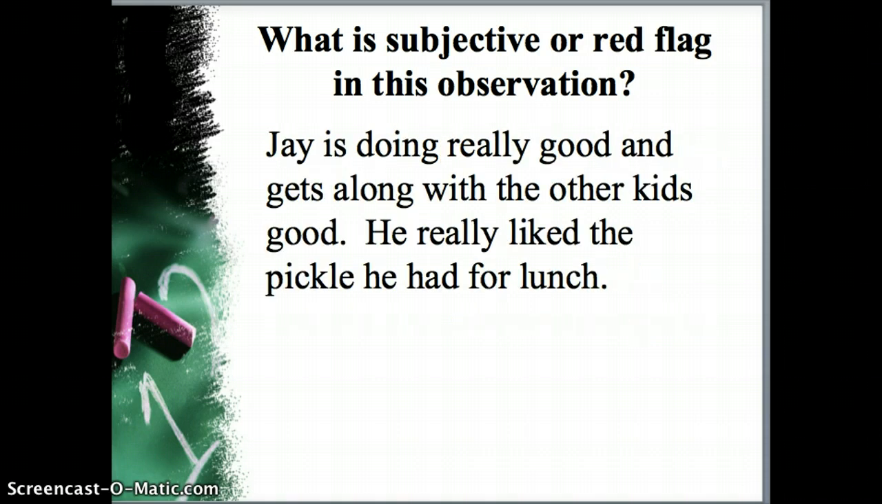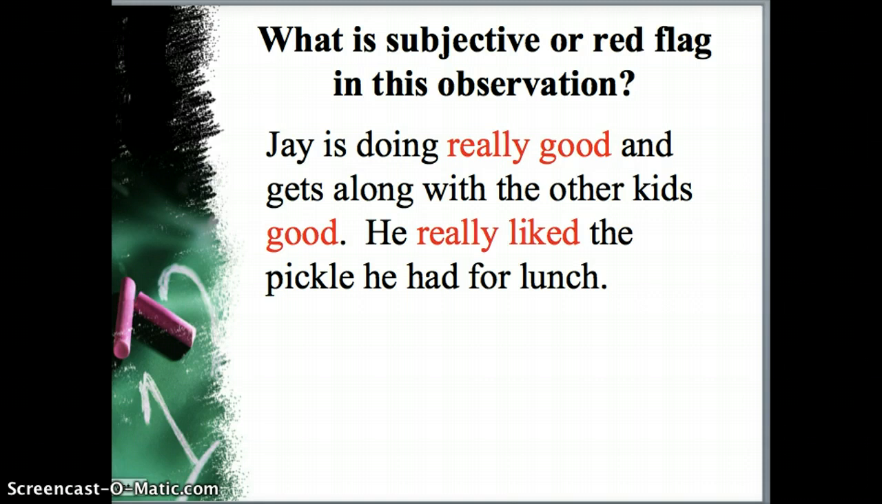Let's look at another one. Jay's doing really good and gets along with other kids good. He really likes the pickle he had for lunch. Now this is an observation one of my staff members wrote. And I believe she wrote it because she knew she hadn't written observations in a while and she wanted to do some documentation. But this is really an anecdotal observation. It's more of a summary of what happened during the week.